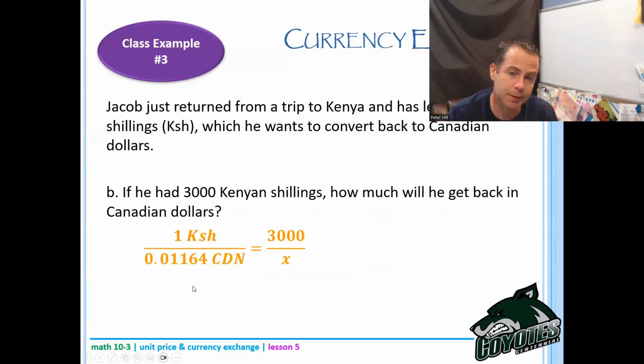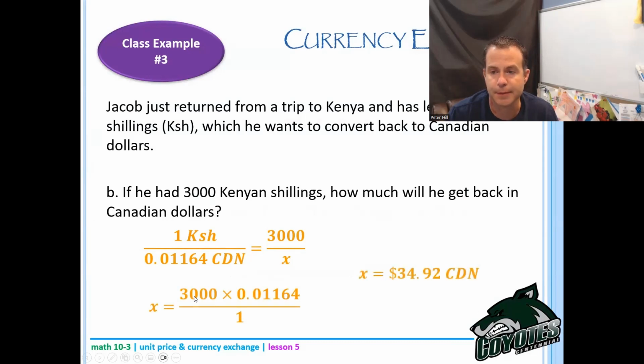And now I do my cross multiplication. I'm going to go 3,000 times 0.01164. And then I'll divide by the 1. Okay. And that gives me, I will get 34.92 Canadian. Don't forget, automatically round to 2 decimal places.